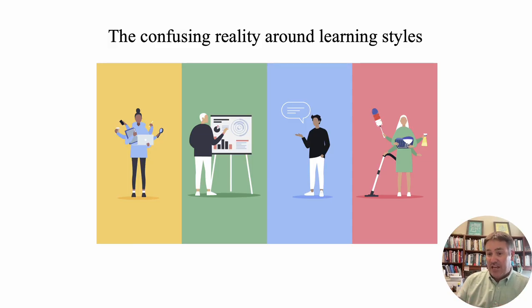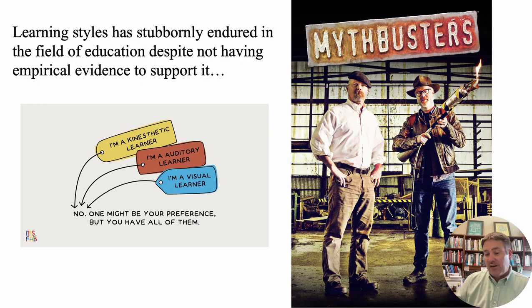You might even have said the words, my learning style is kinesthetic. My learning style is music, or I'm a visual learner. I'm a hands-on learner. I'm a kinesthetic learner. Well, this term and what it implies has stubbornly endured in our field over the years. And there really isn't any empirical evidence to support that individuals have a unique learning style unto themselves.